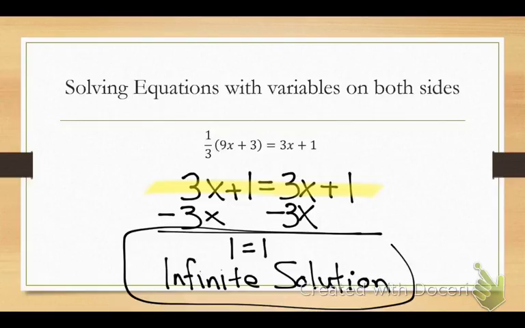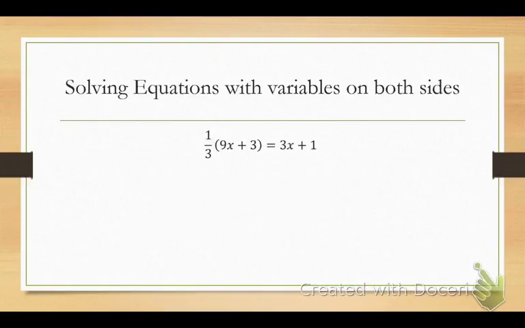So yes, that's that one. Now I want to work this one, solving equations with variables on both sides again. Remember, variables on both sides could mean infinite solutions, could mean no solution, or it could mean that there is one solution. We have to evaluate it in order to know, okay?